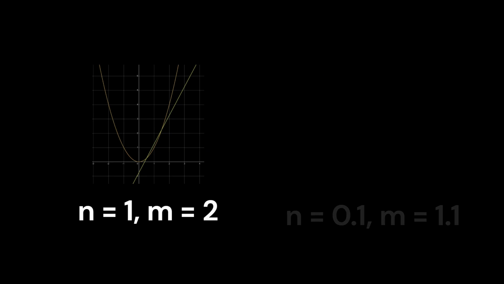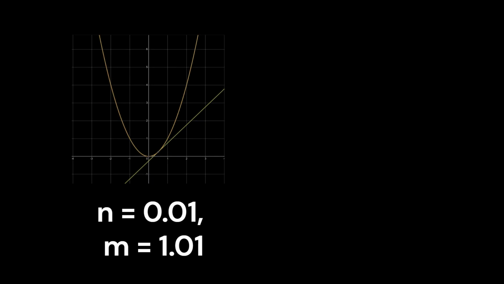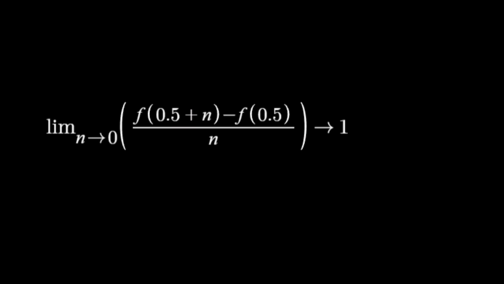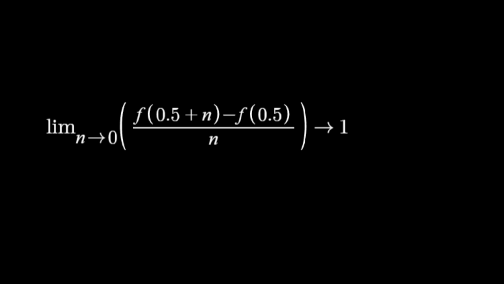At n equals 1, the slope is 2. At n equals 0.1, the slope is 1.1. At n equals 0.01, the slope is 1.01. And at n equals 0.001, the slope is 1.001. We can say that as n approaches 0, the slope approaches 1. This means that at 0.5, the slope of the tangent line is 1, meaning the derivative is 0.5. In mathematical terms, we say that with the limit of n approaching 0, m approaches 1.